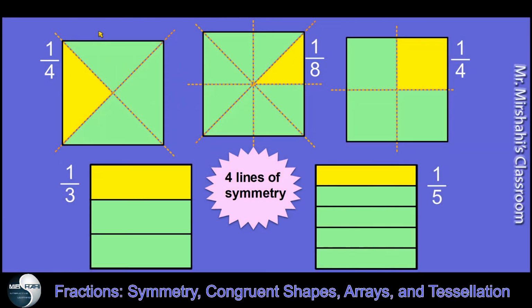Now, regular polygons have the same number of lines of symmetry as the number of sides. So a 4-sided shape, this one is regular. Regular means all sides are equal, and all angles are equal. So it has 4 lines of symmetry.